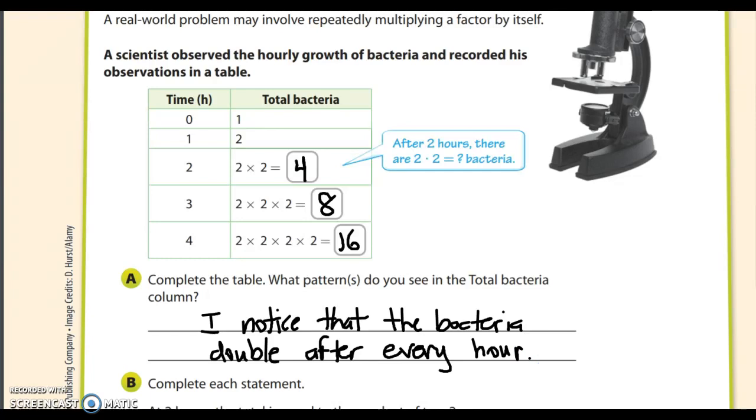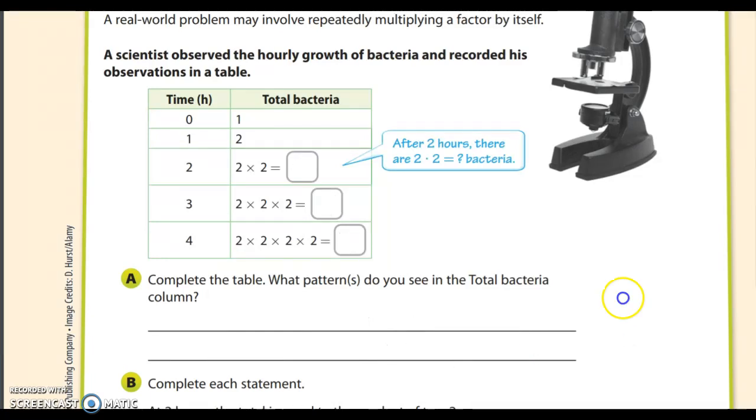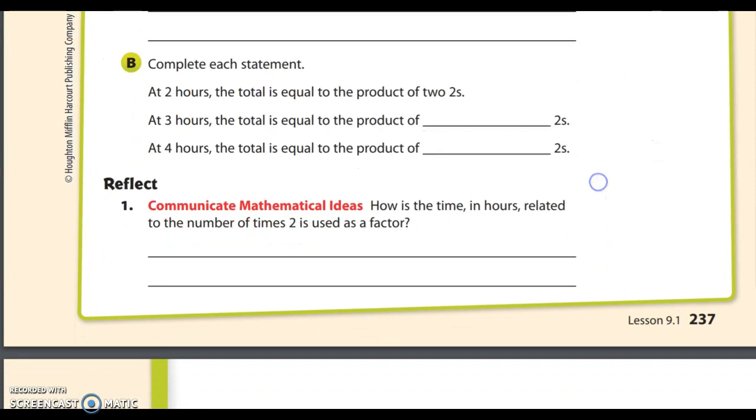All right, let's check out question B. Question B reads, complete each statement. At 2 hours, the total is equal to the product of 2 2's. At 3 hours, the total is equal to the product of, well, how many 2's are there? There's 3. 2 times 2 times 2. That's 3 of them. And at 4 hours, the total is equal to the product of 4 2's. Now these don't mean 3 times 2. It means 2 times 2 times 2, 3 times.